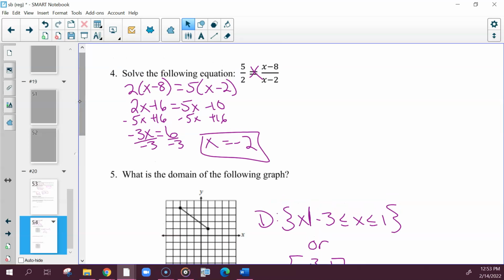For number 4, you had a proportion where you needed to cross multiply. Cross multiply, distribute, start solving for x by moving something to the other side and moving the opposite to the other side, opposite of what you originally did. Divide and you get x equals -2.